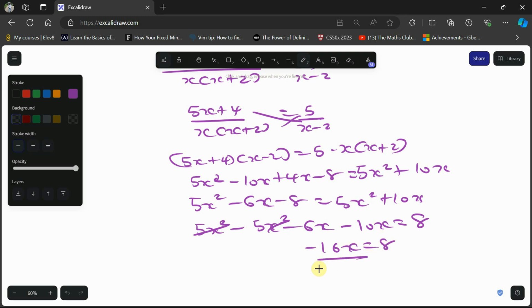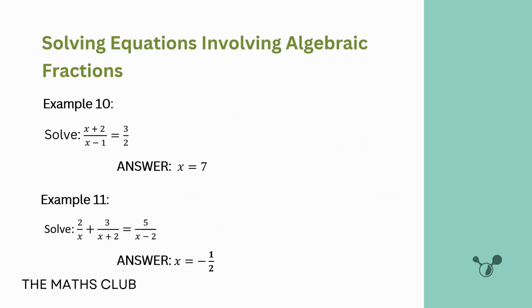So if I divide both sides by minus 16, we'll be left with, this will cancel this, and then our x will now be equal to minus 1 all over 2. Let's see if our answer is correct. Great. So with this, we've come to the end of algebraic fractions, solving various questions.